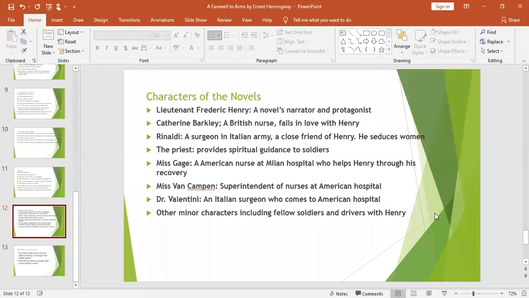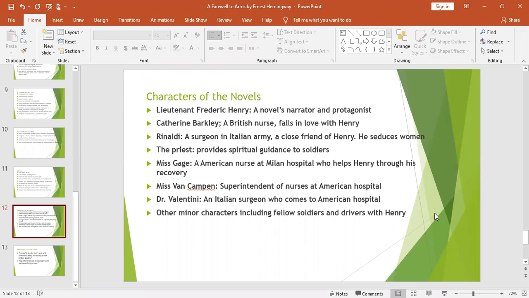Rinaldi, a surgeon in the Italian army, a close friend of Henry, seduces women. Basically, Rinaldi is fond of seducing women, so he loves beautiful women, he is a flirt. The priest basically provides spiritual guidance to soldiers. So this is another aspect of war, the planning of war. Miss Gage, an American nurse at Milan Hospital, helps Henry through his recovery.